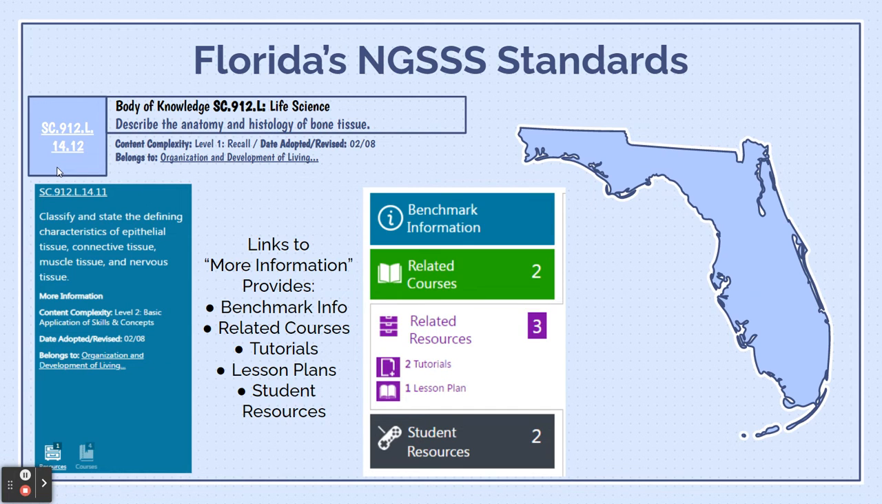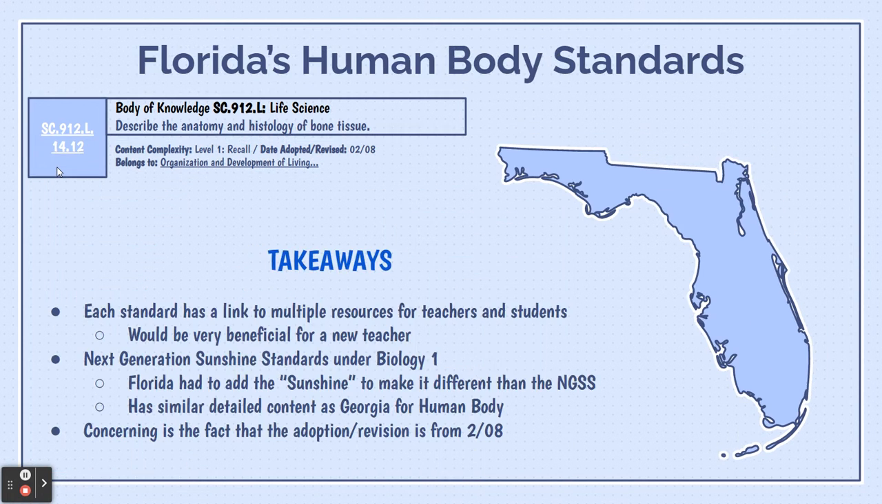Now they don't have a ton of standards for human anatomy and physiology, but what they do have is pretty specific. So, classifying and stating defining characteristics of epithelial tissue. This is the first one that actually went into specific tissue types. I just finished histology in my class, and this is exactly what I covered: epithelial tissue, connective tissue, muscle tissue, and nervous tissue. This is the first place that actually has that detail that I would need as a teacher to cover. And I did. So yay, Florida for that part.